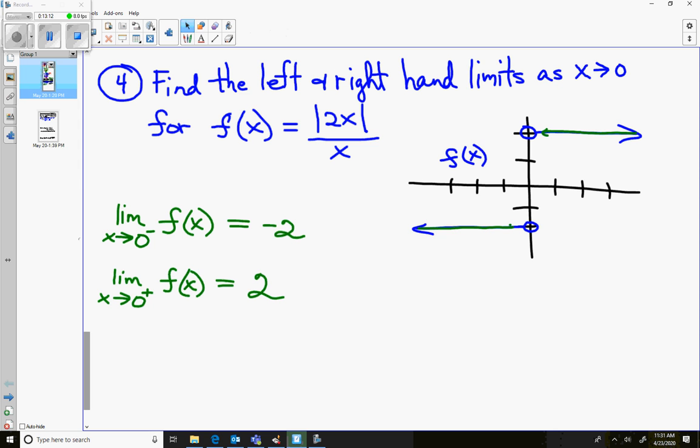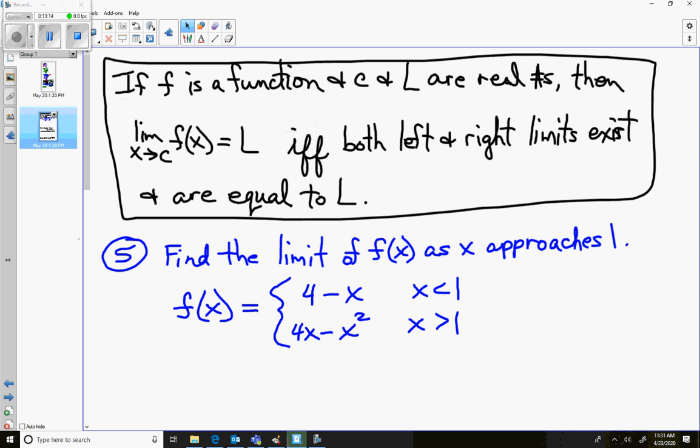And I think I jumped the gun a little bit, because I think that's what this next box is, as we flip the page. If f is a function and c and l are real numbers, then the limit as x goes to c of f of x equals l if and only if, that's what IFF stands for, both the left and right-hand limits exist and are equal to L. So yes, that's what we just said.